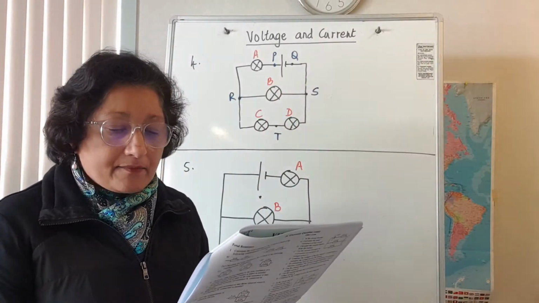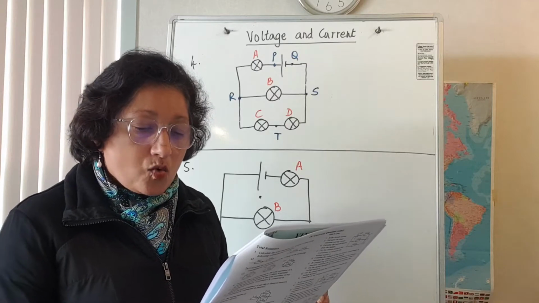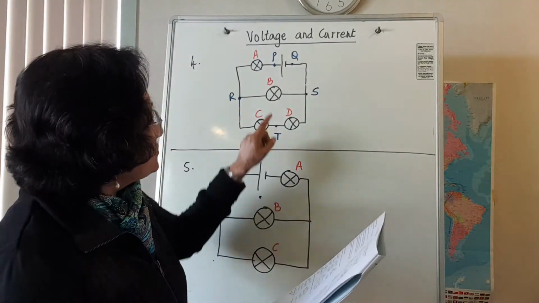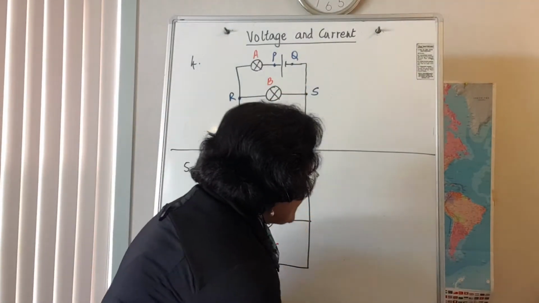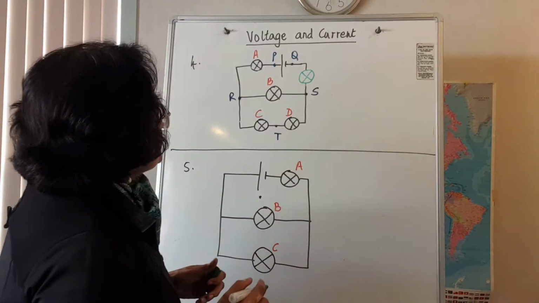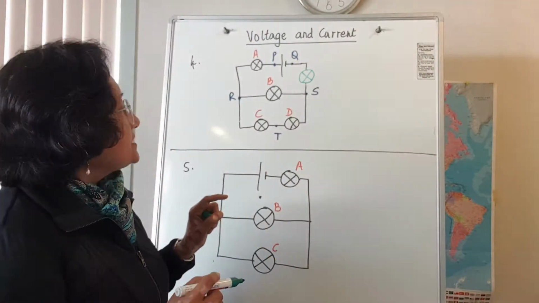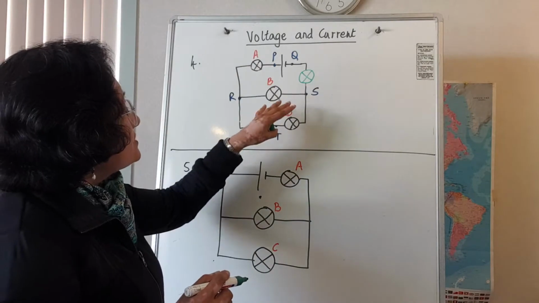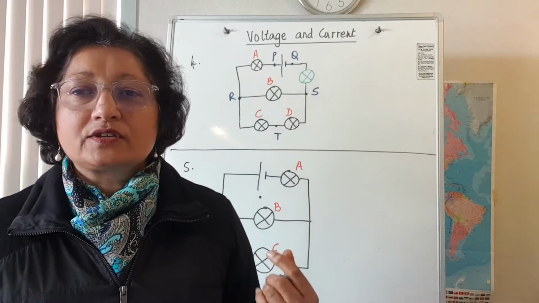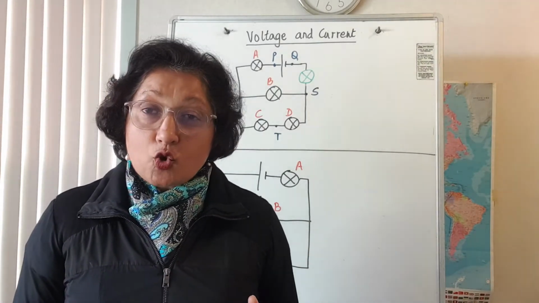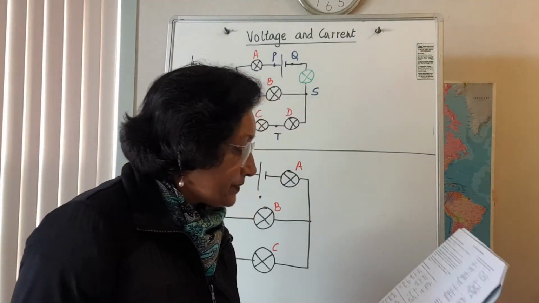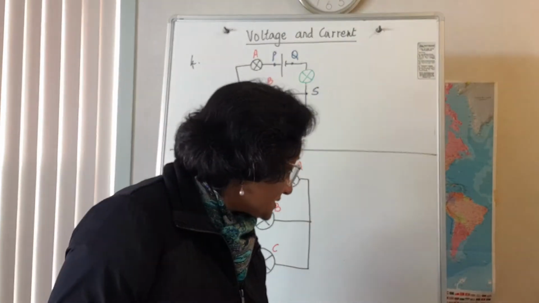Okay, if an extra lamp is added between Q and S, explain what would happen to the current from the source and the voltage across B. So Q and S is over here. If you added an extra lamp, you've added another lamp in series with the source. That means the total resistance of the circuit is going to increase. If the total resistance of the circuit increases, it means that the current drawn from the battery is going to decrease.